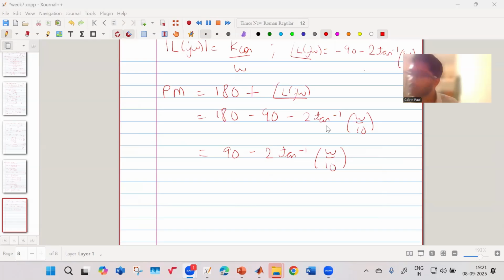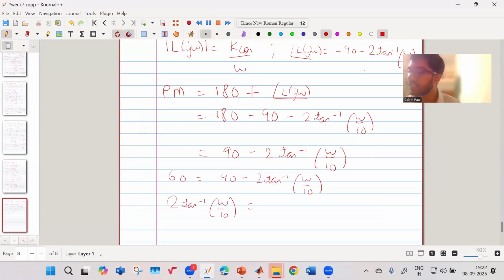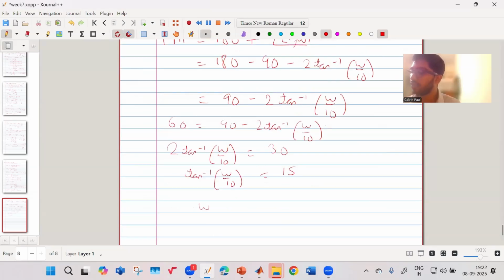Now we wanted the phase margin to be 60 degrees. So if you want your phase margin to be 60 degrees, 60 equals 90 minus 2 tan inverse of ω by 10. So what do you get? You get 2 tan inverse of ω by 10 is 90 minus 60, which is 30. So tan inverse of ω by 10 is 15 degrees. So what do you get your ω to be? 2.679. So this is your crossover frequency, 2.679.